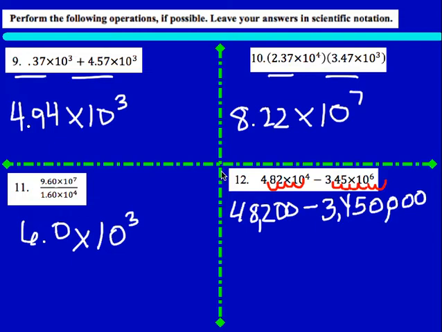So then we're going to get this right here, okay? Now I can just go on my calculator and subtract those. When I subtract those, I get negative 3,401,800. Again, I only need a couple significant digits.